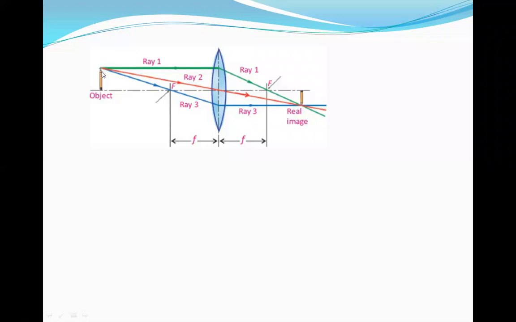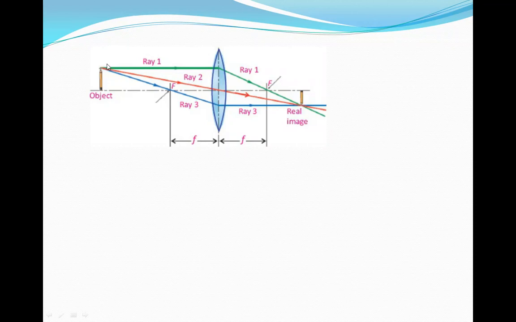Now the three rays are originating from the top of the object. The first ray is parallel to the principal axis, and then after refraction it passes through the principal focus and then reaches the other point. The second ray passes through the center of the lens, and whenever a light ray passes through the center of the lens, it will not deviate, it will go straight, and it will intersect the first ray at some point. At that point of intersection, the image of the object is formed.